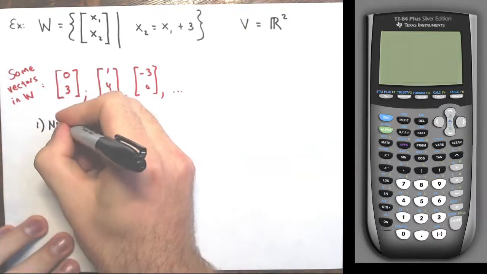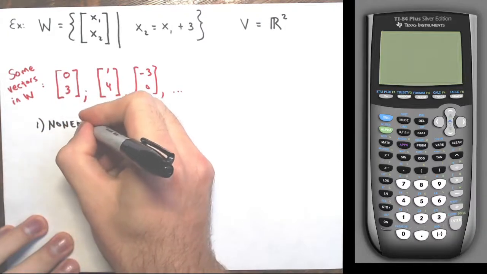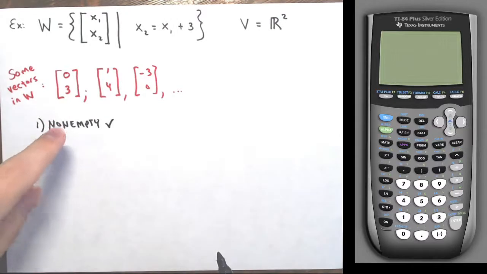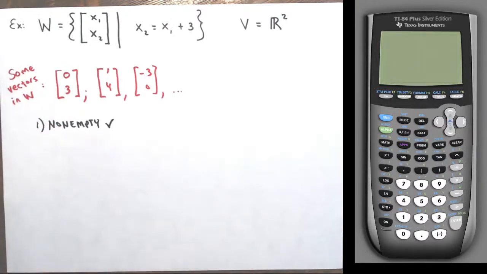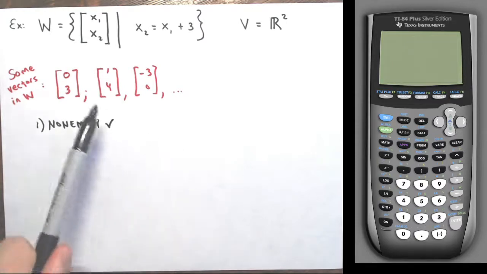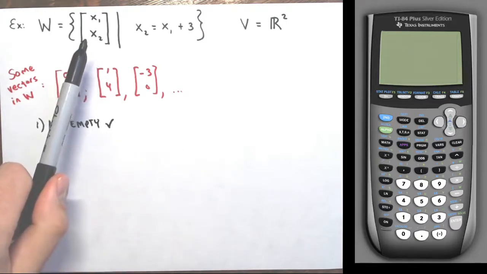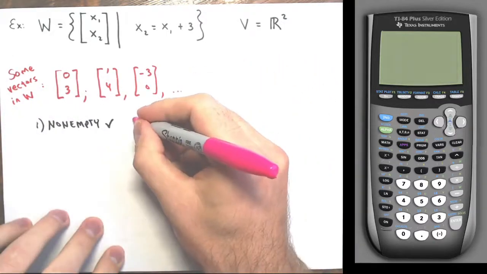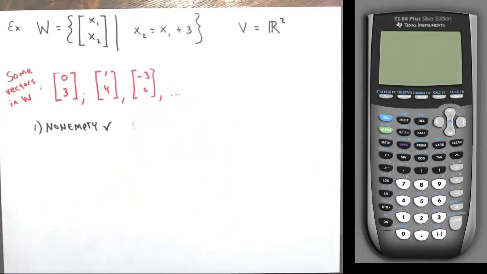But one thing about this non-emptiness: remember I mentioned earlier that if you satisfy all three properties, then the 0 vector should be in there. Would the 0 vector be in this? So right away I'm seeing that this is not going to be a subspace.